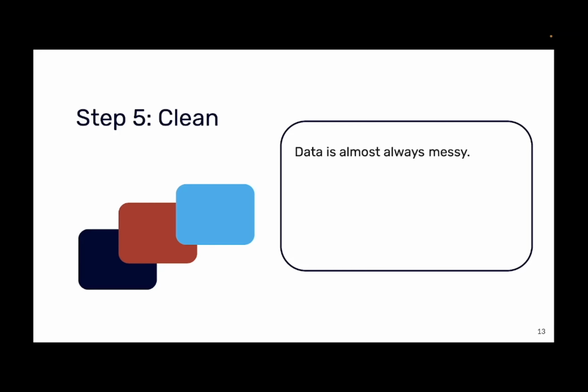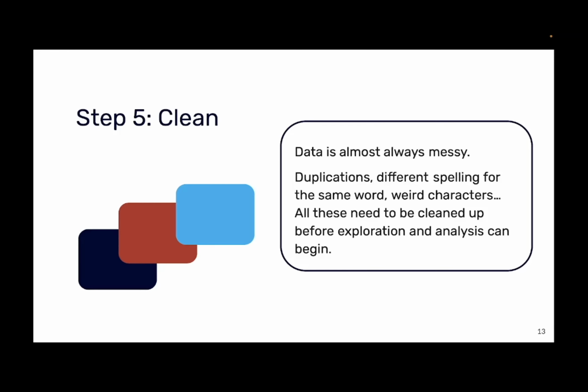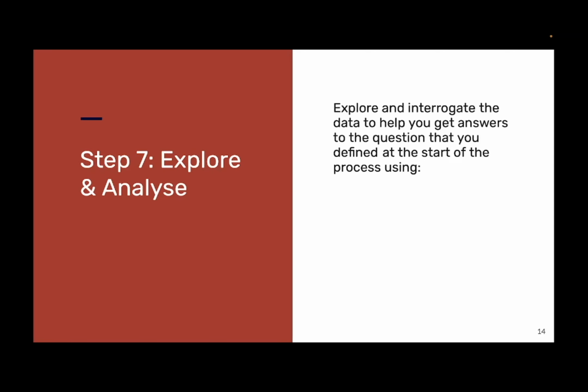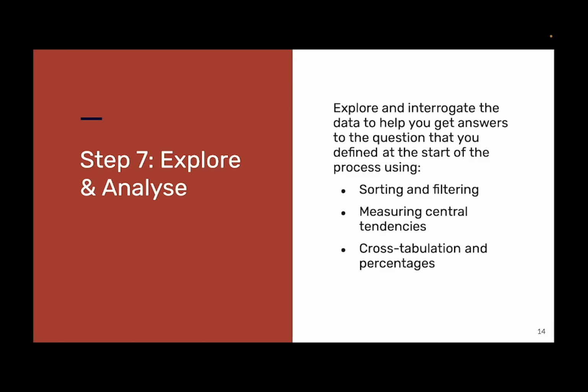Data is almost always messy. Duplications, different spelling for the same word, weird characters, all these need to be cleaned up before exploration and analysis can begin. Step 7, explore and analyze. Explore and interrogate the data to help you get answers to the question that you defined at the start of the process using sorting and filtering, measuring central tendencies, cross-tabulation and percentages, and visualizing the data using different charts.